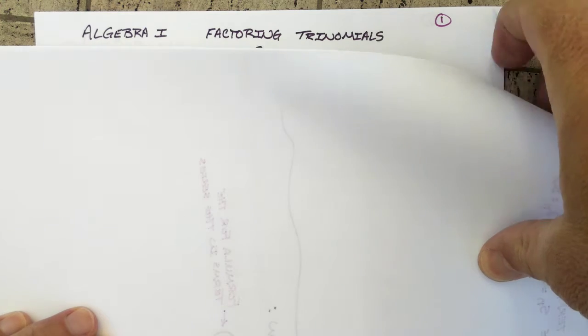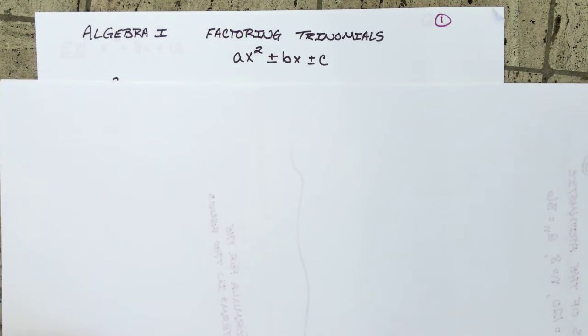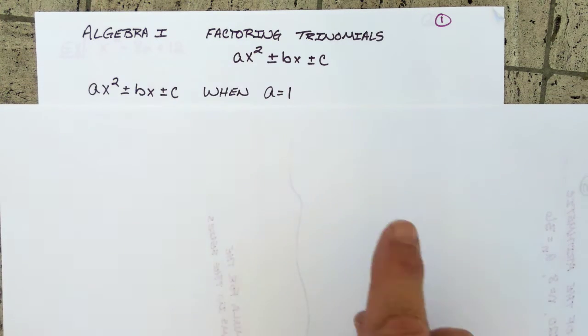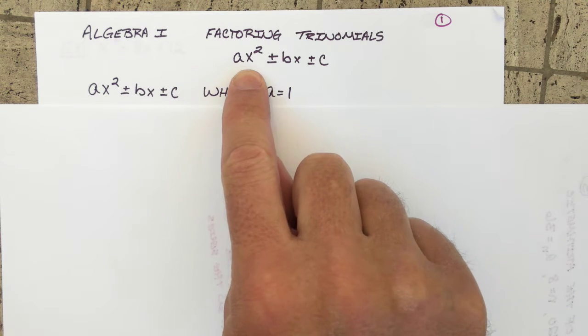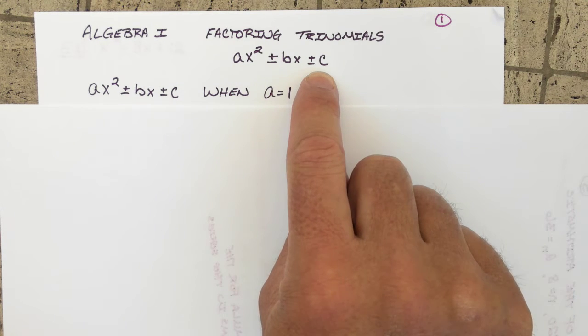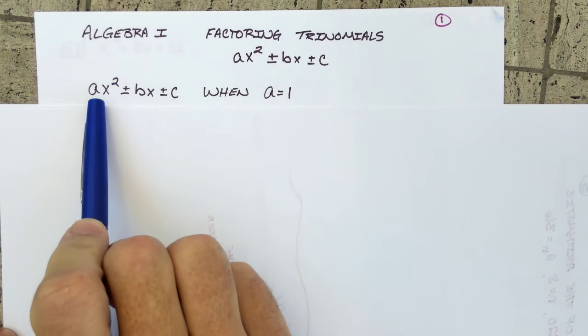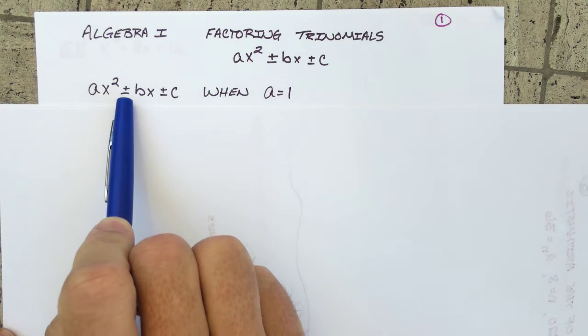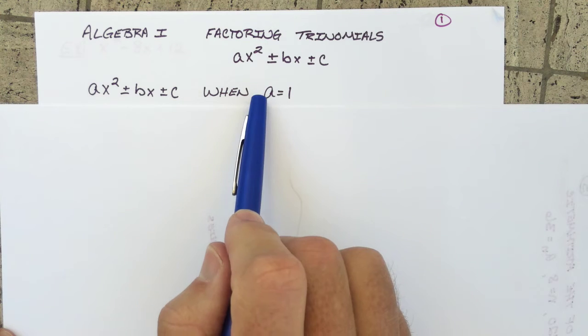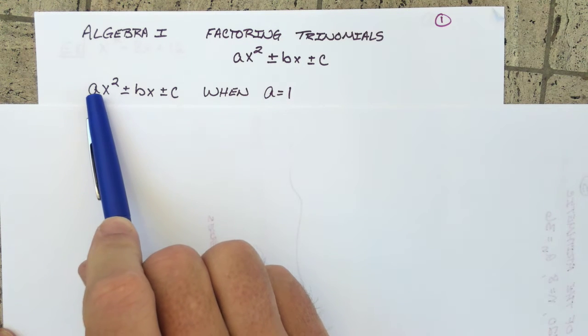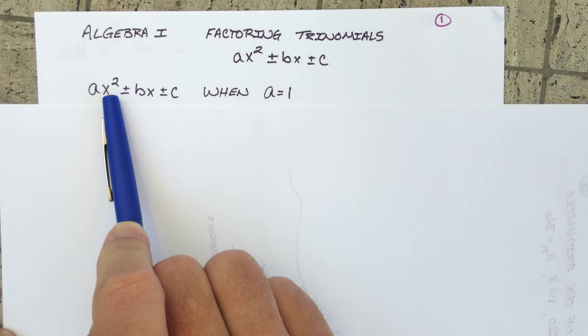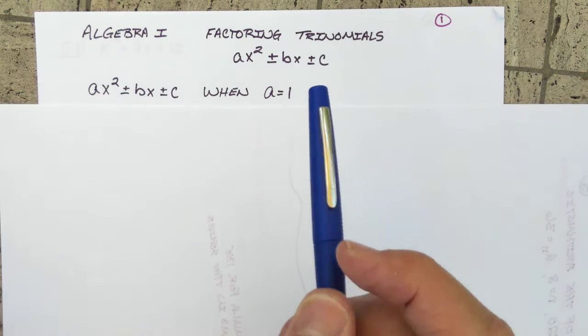So we have a generalization that we like to say, and that is this: ax squared plus or minus bx plus or minus c. There are a couple different factoring patterns that go with these trinomials. The first one we want to address today is ax squared plus or minus bx plus or minus c when a is 1. So in other words, the coefficient in front of your quadratic term is 1. Then this pattern falls into play.